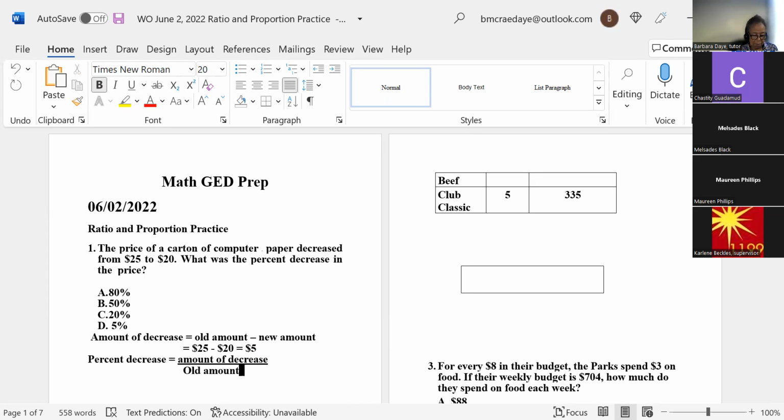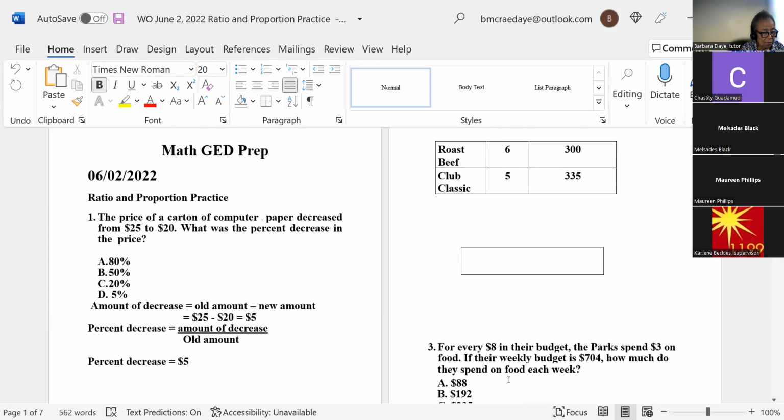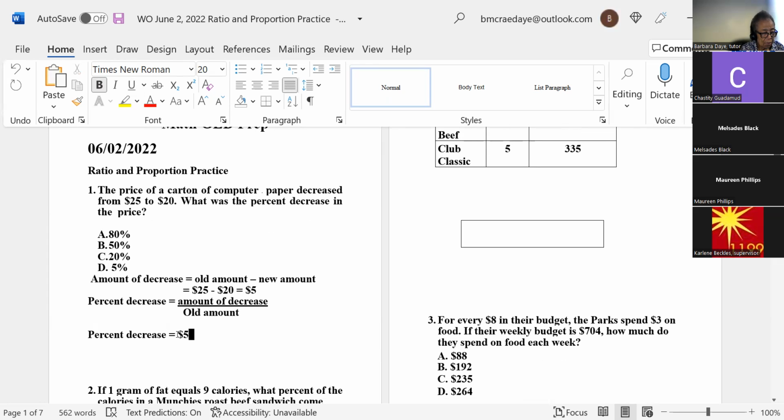So what would that be, Mercedes? What would be the answer? Put in the numbers for the words. What's the amount of the decrease? Is that 1.25? No. The amount of the decrease we just calculated right here, $5. Oh, yes, 5. That's $5. What's the old amount? The old amount was 25. That's right. Put that over 25. And what's the answer? Simplify that.